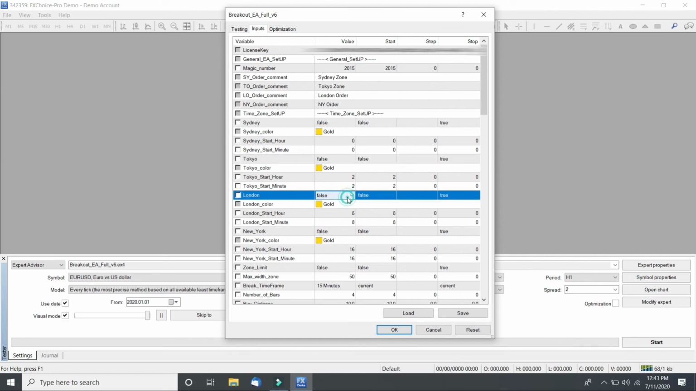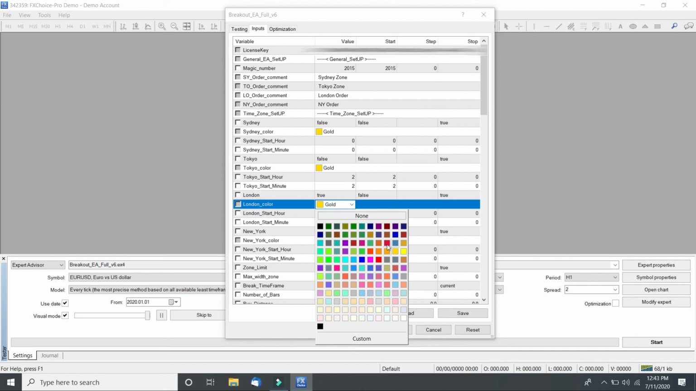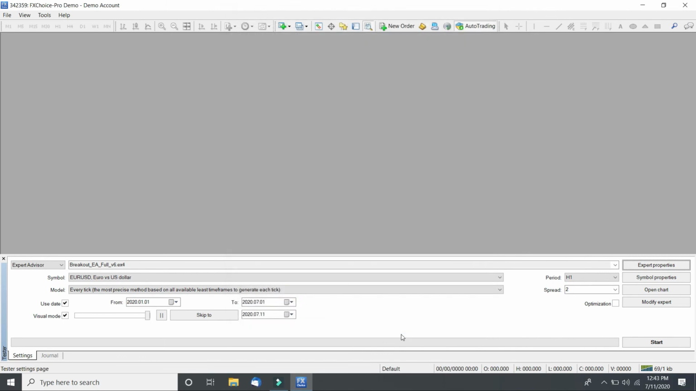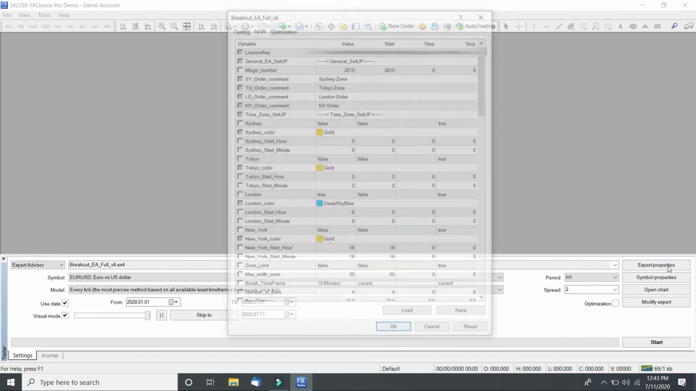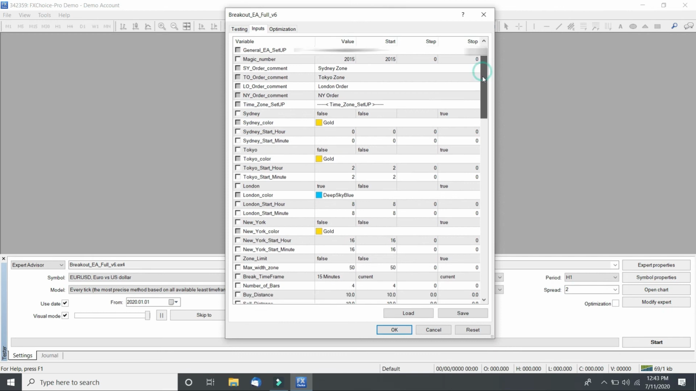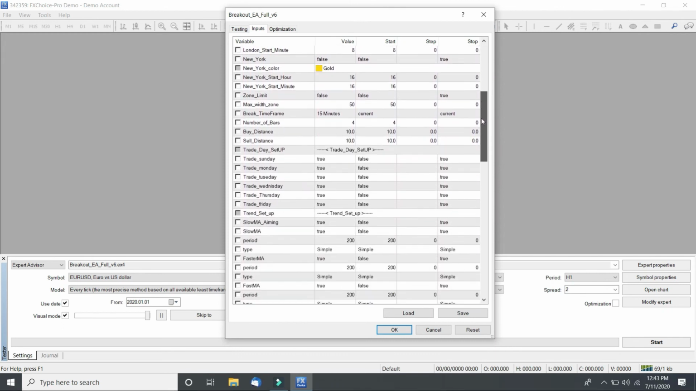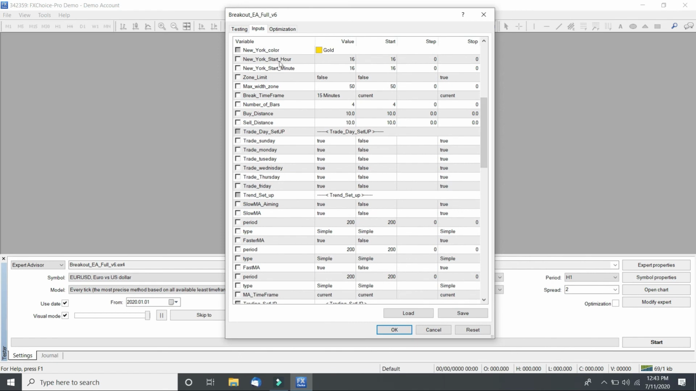So this one we're going to set for the London session, and you can change the color of the border of the consolidation zone. Let's change this to blue, because I forgot what the background was. All right, let's get back here. We're going to scroll down, below the sessions. The next thing we have is the zone limit. What is the zone?